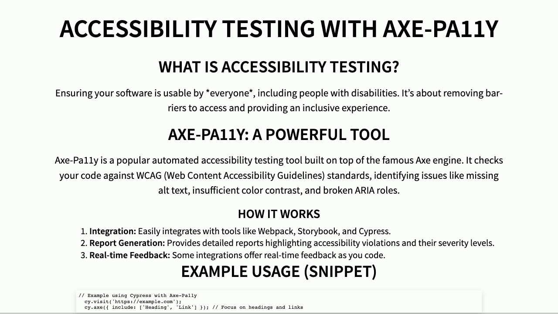Axe Playwright is easy to integrate with tools you might already be using, and it gives you detailed reports so you can fix any issues. I'll show you a quick example of how you'd use it with Cypress. If you want to dive deeper, check out Tech University. They have tons of great resources on accessibility.